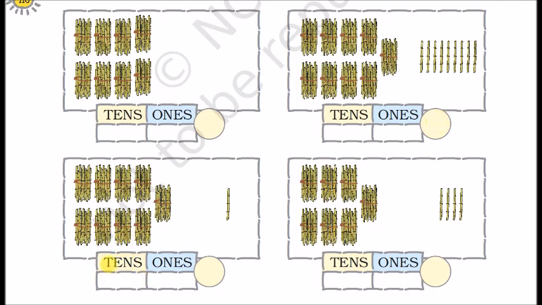How many tens? 9. How many ones? 1. 9 and 1, 91. How many tens? 7. How many ones? 4. 7, 4, 74.